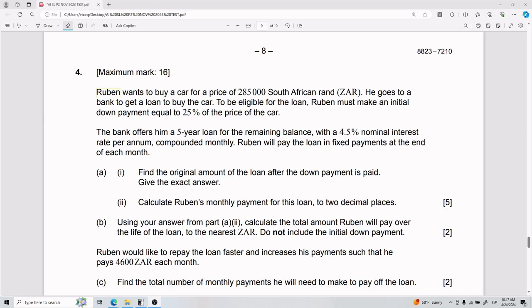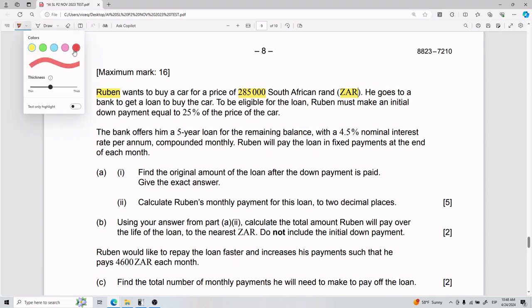All right, and now for number four, our good old friend Ruben. Okay, our good old friend Ruben wants to buy a car for a price of 285,000 South African rand. In other words, they're ZAR, okay? I hope I said that correctly. If not, sorry. He goes to a bank to get a loan.